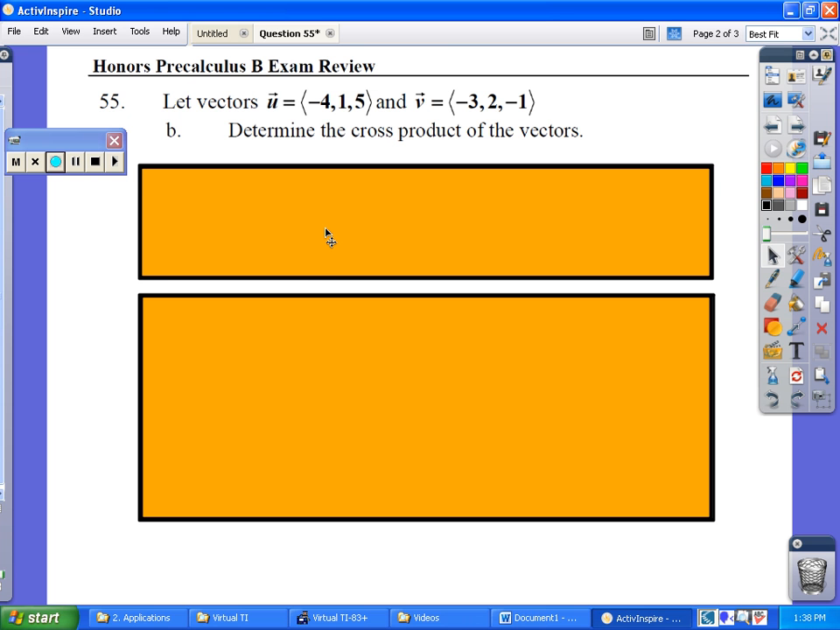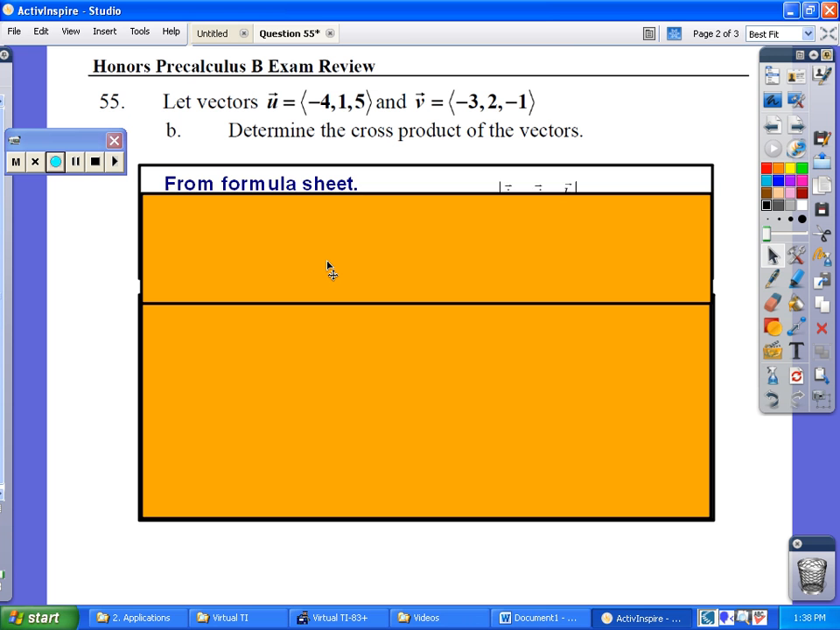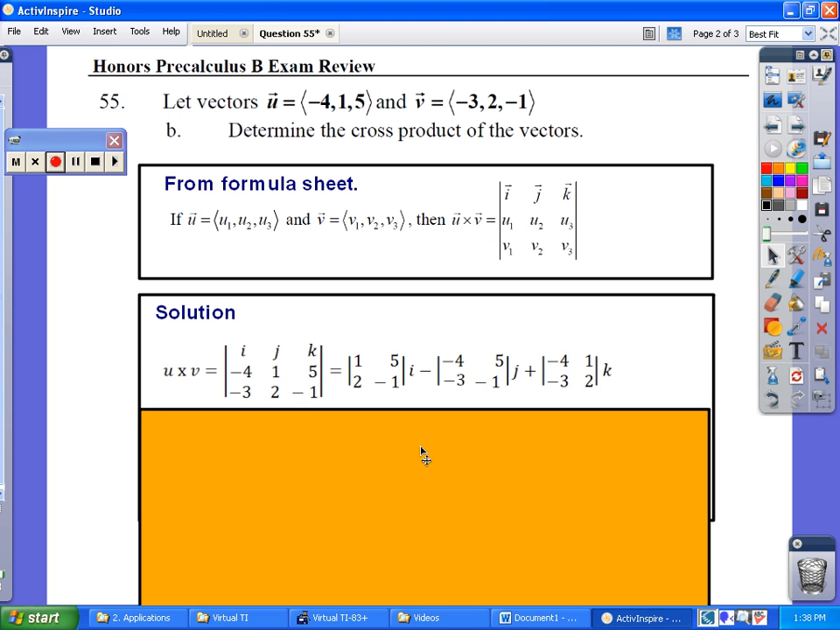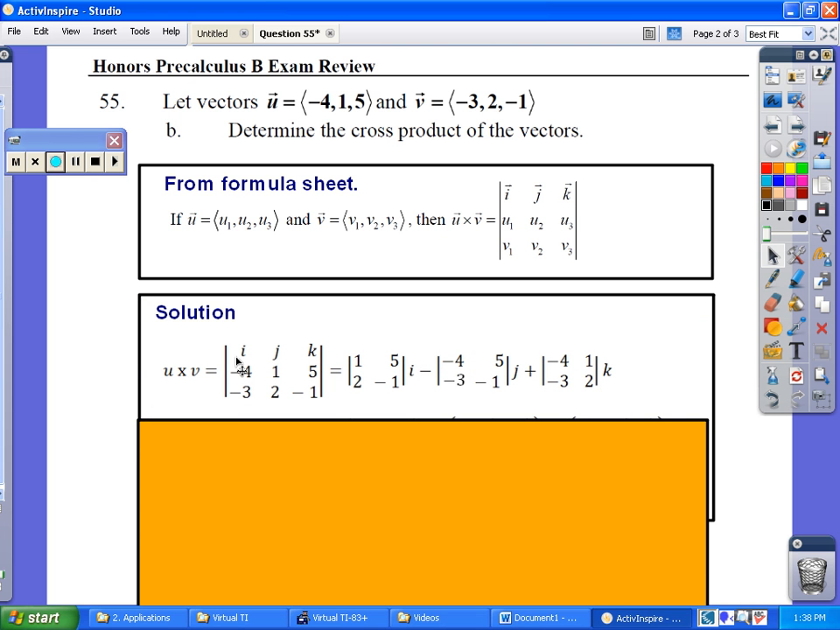Part B, determine the cross product of the vectors. Once again, if you look at the formula sheet, you'll see that if u equals u1, u2, u3, and v equals v1, v2, and v3, then u cross v is equal to this 3 by 3 matrix. i, j, k is the first row, vector u is the second row, and vector v is the third row. So plugging our values in, you'll see that we get u cross v equals i, j, k, -4, 1, 5 is the second row, -3, 2, -1 is the third row.